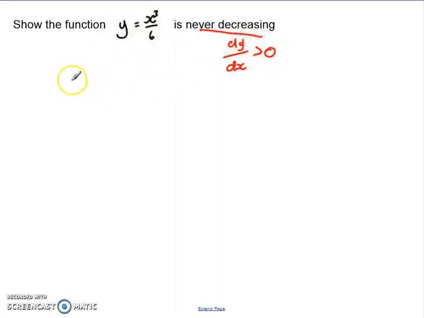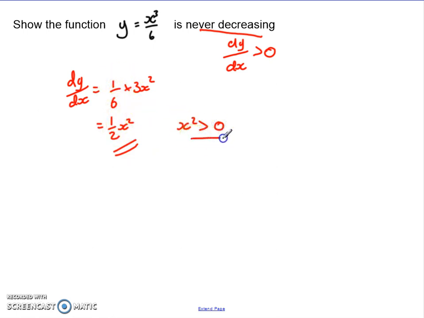The first thing we need to do is take the derivative of that. We need to figure out dy by dx. So dy by dx equals, we've got 1 over 6, times, bring the power down, 3x, and then reduce it, squared. What that gives me is a half times x squared. Now think about this. X squared is some number squared. Any value of x squared is always bigger than 0. What we're then able to say is, therefore, dy by dx is bigger than 0. So it's never decreasing.